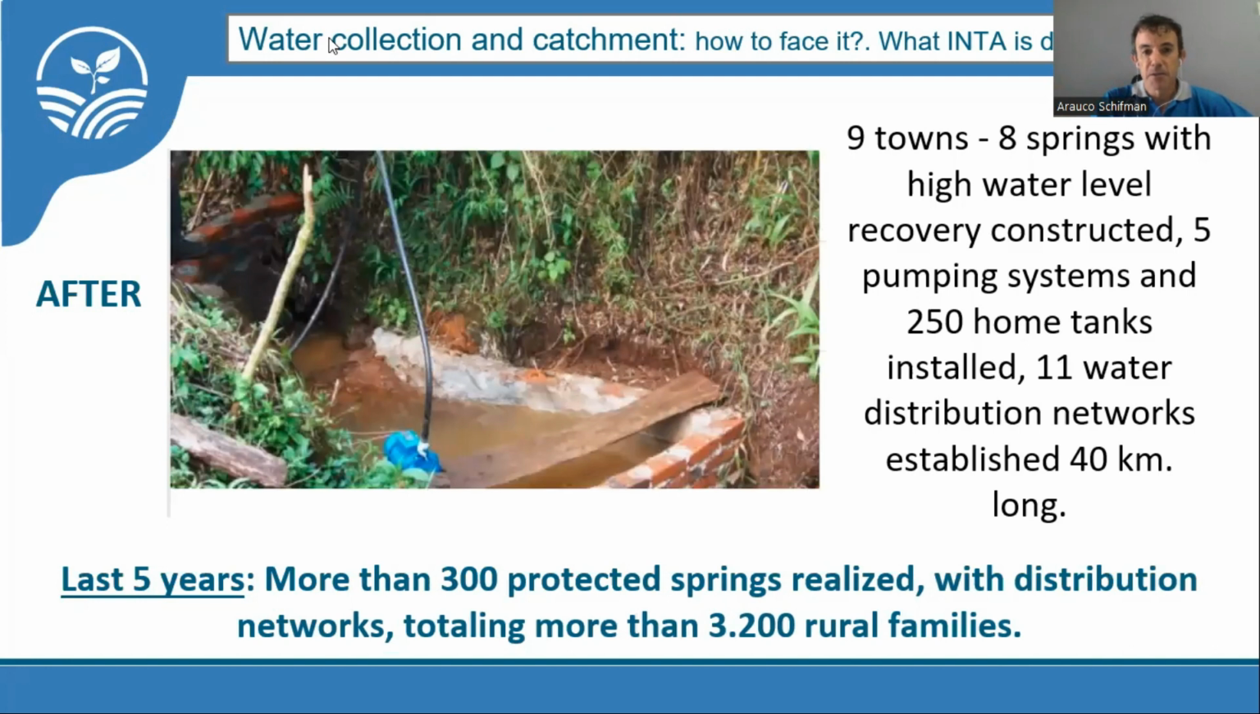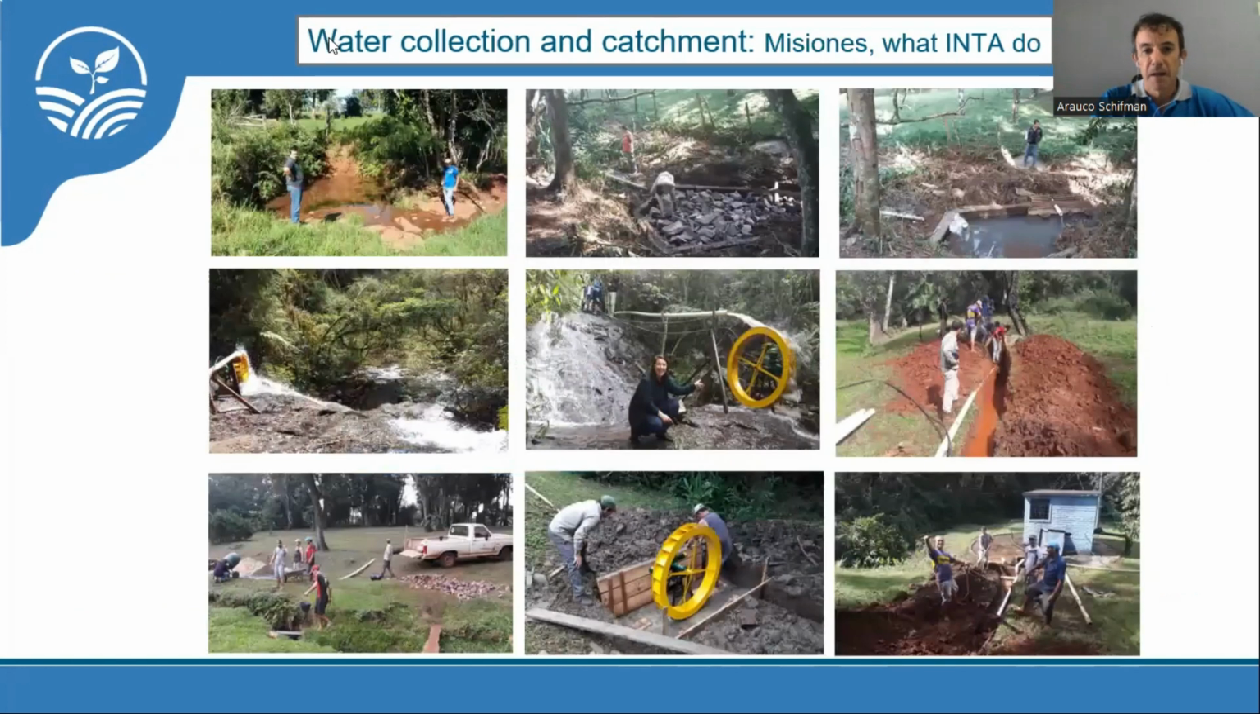This is a picture of that kind of structure. And these are different pictures of different technologies. This is the water wheel, a technology for pumping water from a river to different places that are at a certain distance.